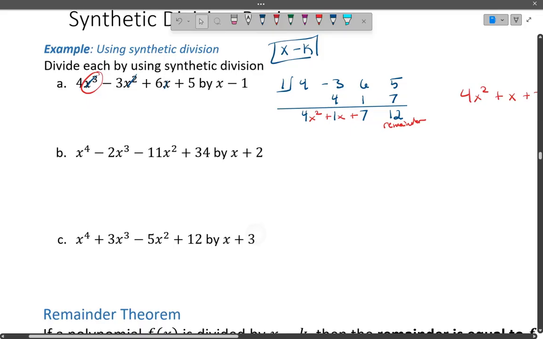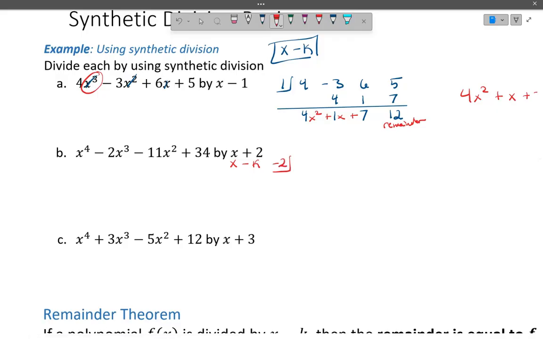Let's go ahead and repeat the process. So since we're dividing by x plus 2, our value for k is going to be -2, so that goes in the box. And then we're going to go ahead and put all of our coefficients. But notice we're missing our x term. So we need to include a placeholder 0 where this x term would be so that we have all the parts of our dividend. So the coefficients are 1, -2, -11, here's our placeholder 0, and 34.